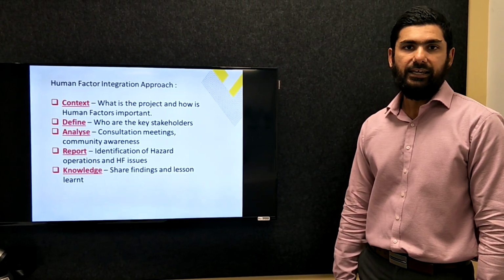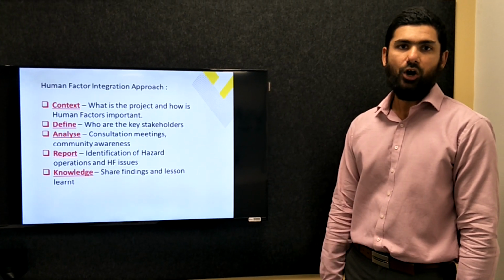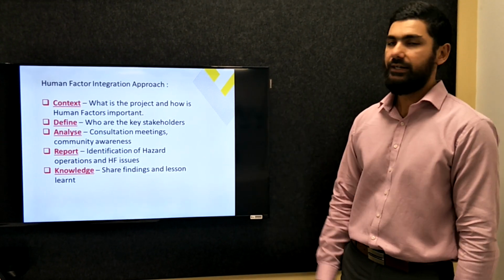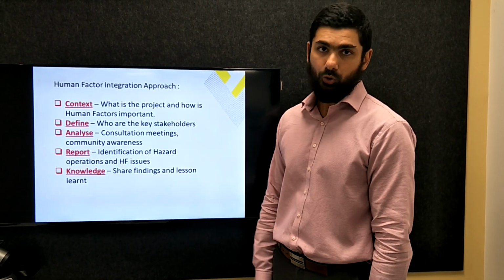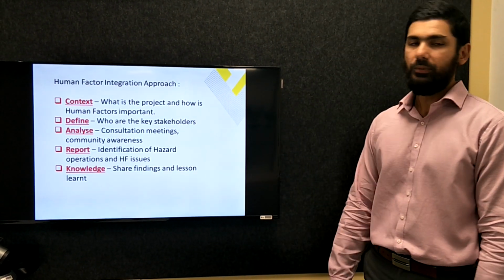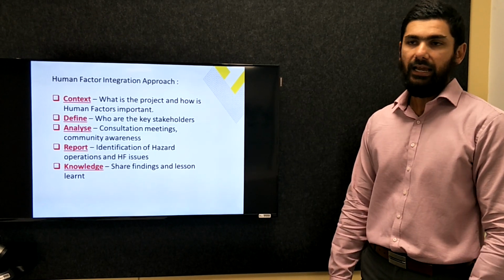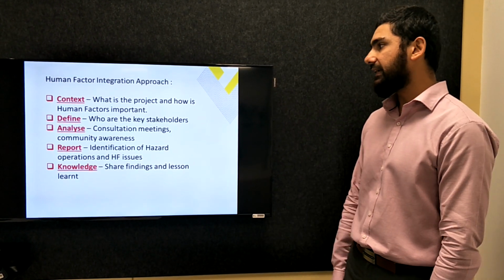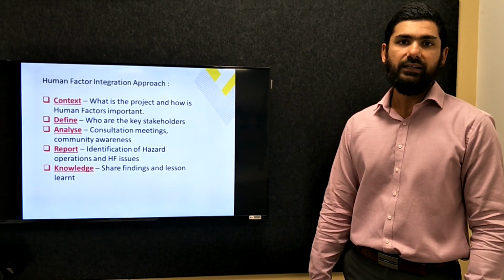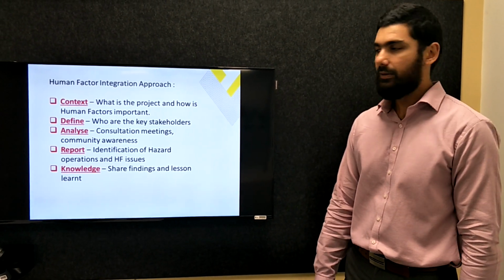There are basically 5 levels of human factor integration. The first is we've got to define a context. Now in context, we've got to basically define what the project is and how human factor is involved in that project. The second phase is that we've got to define the key stakeholders for the projects.